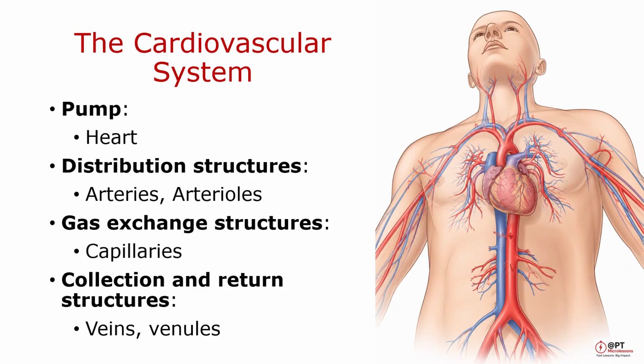The heart serves as the pump, generating the force needed to circulate blood. Arteries and arterioles distribute blood away from the heart. Capillaries are where oxygen, nutrients, and waste products are exchanged with the tissues. Finally, veins and venules collect blood from the periphery and return it back to the heart.